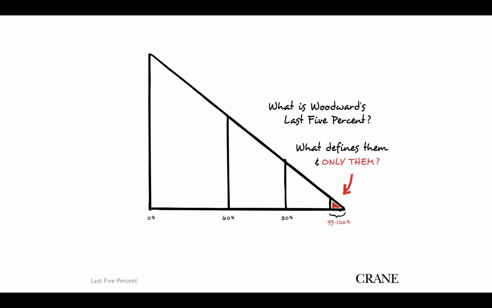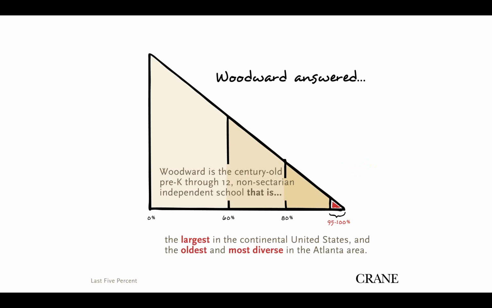So we want to know what defines Woodward and only Woodward. Now, if we look at what Woodward typically answered, and Woodward Academy is in Atlanta and a very well-respected, fine school, Woodward was always talking about how we are the largest in the continental United States. Actually, Punahou is larger, but in the continental United States, Woodward's it. And we're the oldest in Atlanta and the most diverse in Atlanta. So let's all beat our chests and be proud of those attributes.